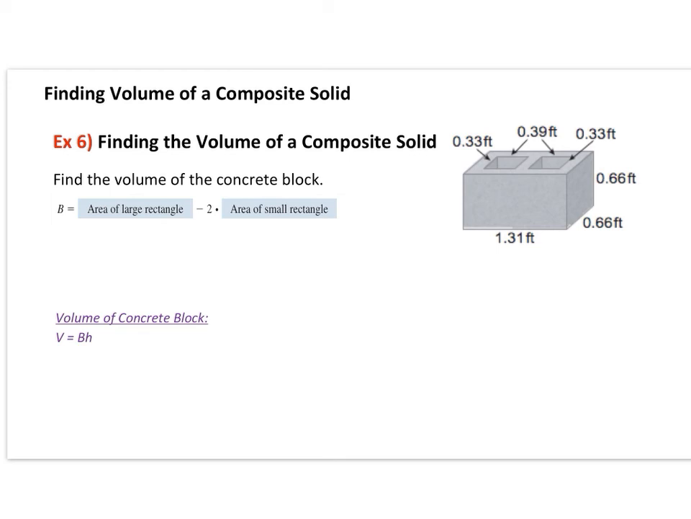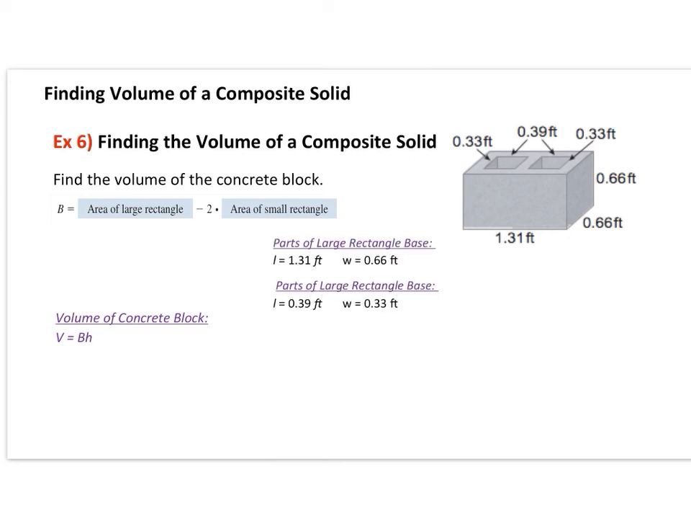So let's think through what we would need to do to get area of the base. So capital B is going to be the area of the large rectangle minus 2 times the area of the small rectangle. Because if I just look at the base, I've got the large rectangle and then I've got 2 cutouts, 2 small rectangles that I need to cut out.